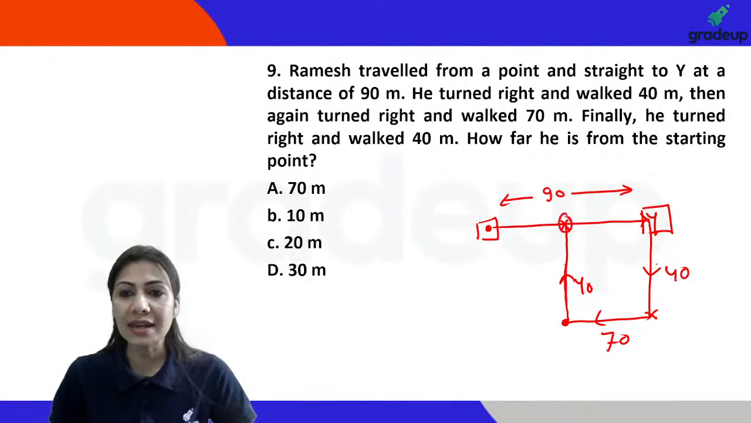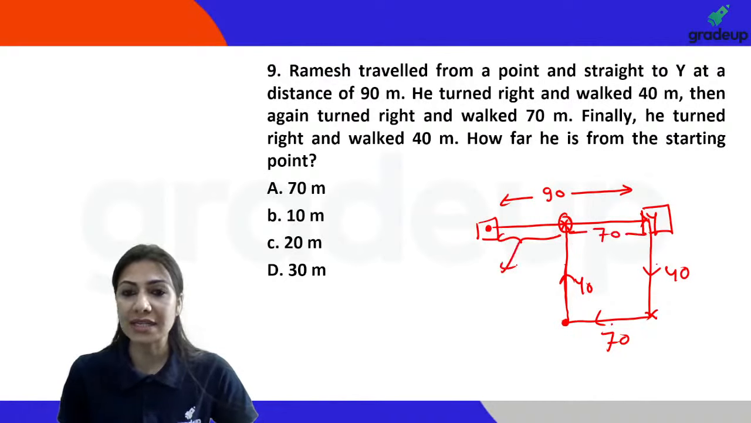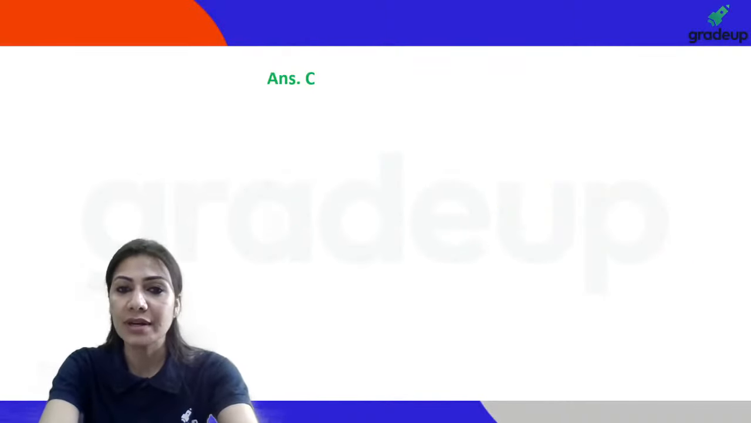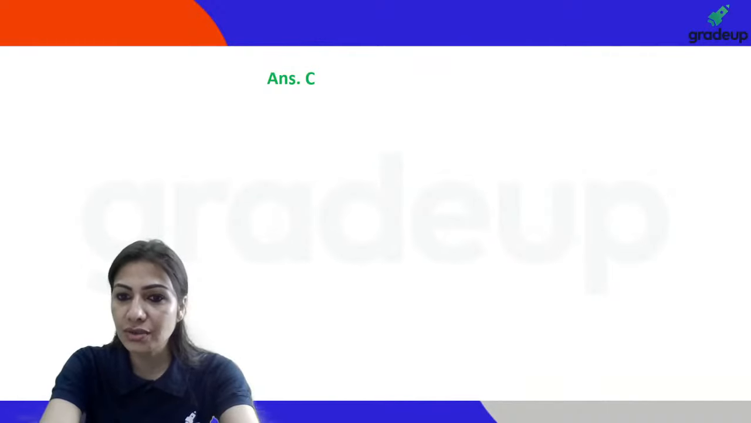So this is the ending point and this is the starting point, and now the question is asking you to find out this distance. So as this is 70 and this total is 90, this one is 90 minus 70, of course 20 meters will be the right answer of this question, and the answer is option number 3rd. So this is quite easy, isn't it, student?